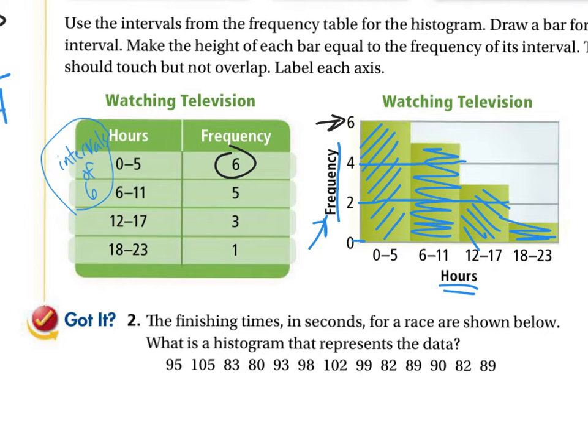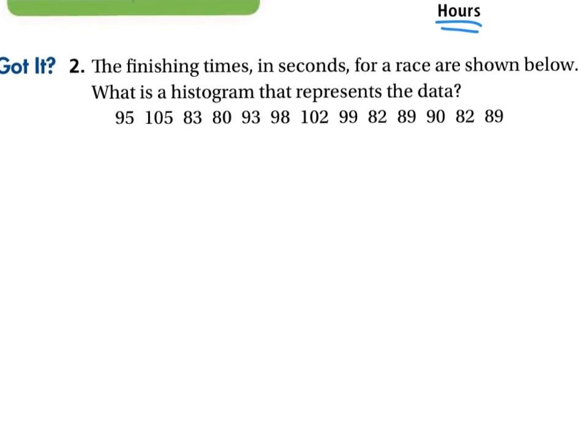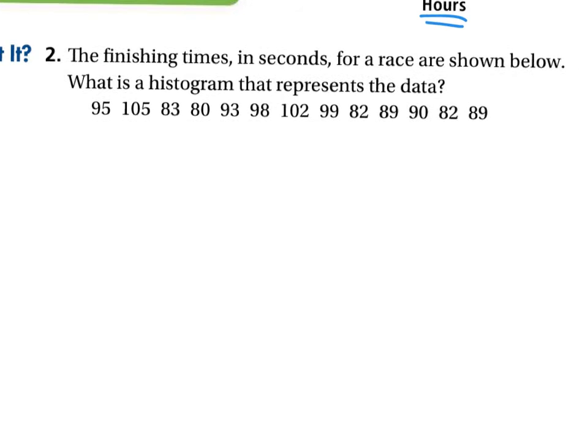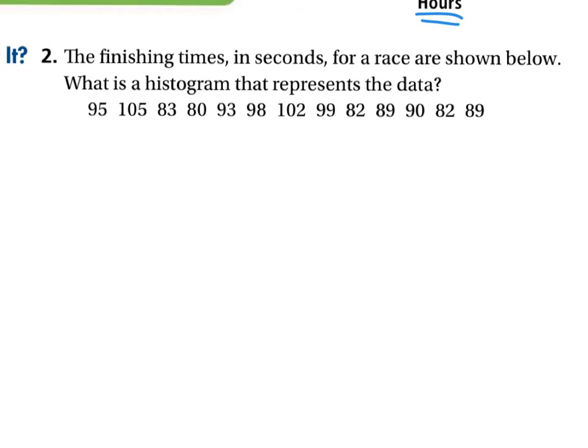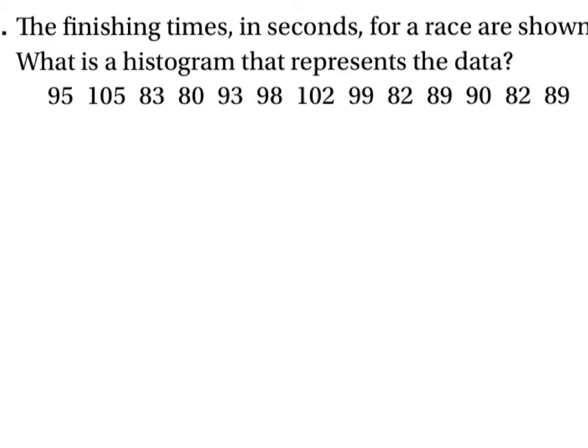So look at the got it 2. The finishing times in seconds for a race are shown below. What is a histogram that represents the data? So we're going to go through the whole process here, start to finish, of creating this histogram. So first we're going to look for the lowest and highest numbers here. The lowest number is 80 and the highest number is 105.